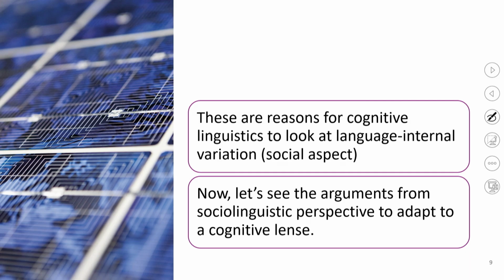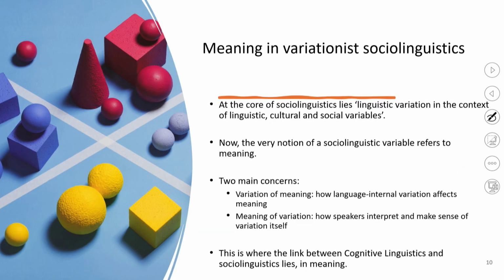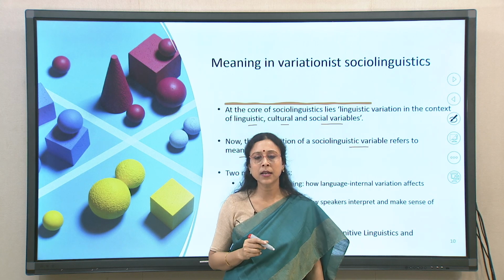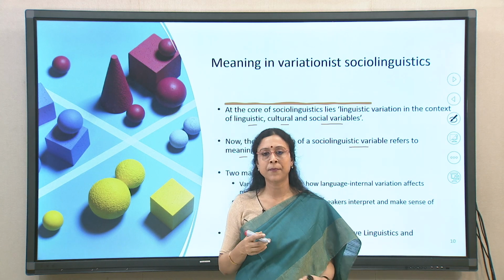Now, let us move on to sociolinguistics and why it should look at the cognitive aspect, the other side of the story. This takes us to the domain of meaning in variationist sociolinguistics. We have already discussed that at the core of sociolinguistics lies language variation in the context of linguistic, cultural and social variables. These are the domains where different kinds of variation come out because of these factors. Now, the very notion of sociolinguistic variable refers to meaning. You cannot ignore the concept of meaning while looking at the variationist approach of sociolinguistics.